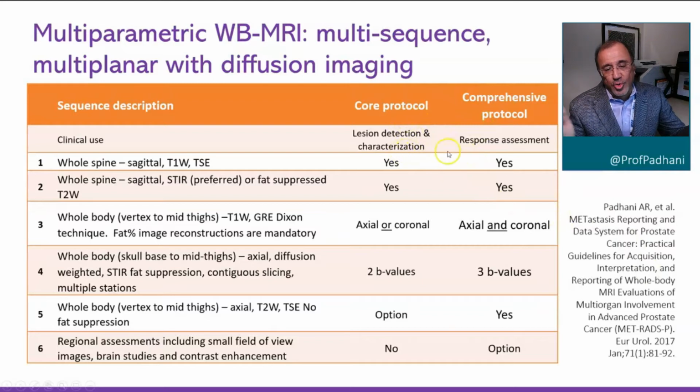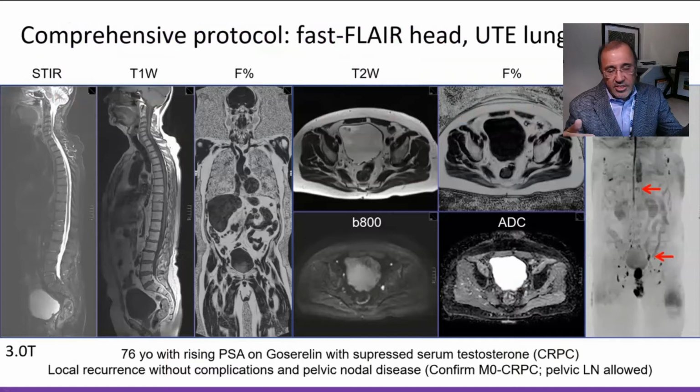And here is a patient who has undergone a comprehensive assessment with a sagittal T1 and STIR sequence, a Dixon technique in the coronal and in the axial planes from which we've calculated the fat fraction, T2 imaging, and diffusion weighted sequence. And you can see the MIP image on the right-hand side, which reveals two abnormalities.